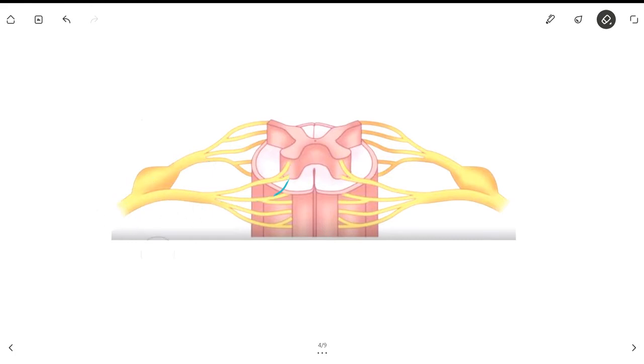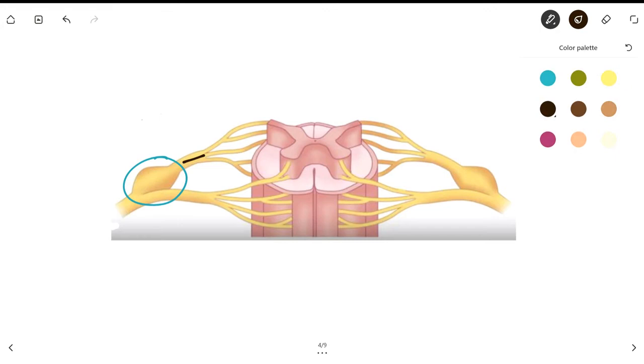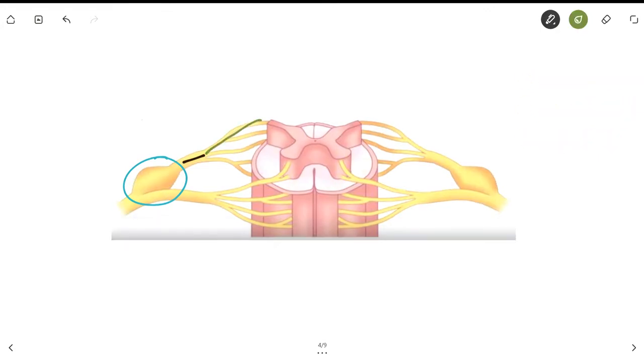But let's get to labeling, shall we? This is the dorsal root ganglion, and it's where all your primary sensory neurons are located. And this area is the dorsal root. The dorsal root separates into dorsal rootlets, which lead into the dorsal horns. Same thing on this side. This would be your dorsal root ganglion, this would be your dorsal root, and these would be your dorsal rootlets.